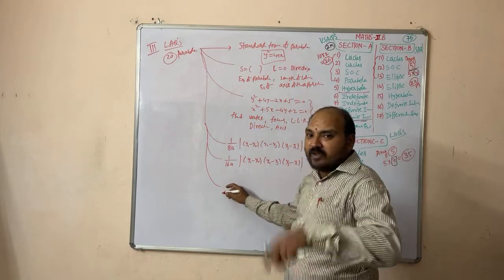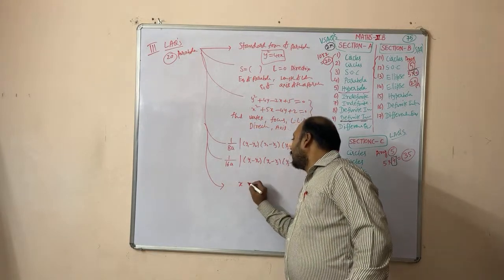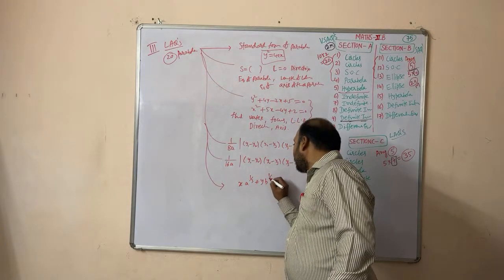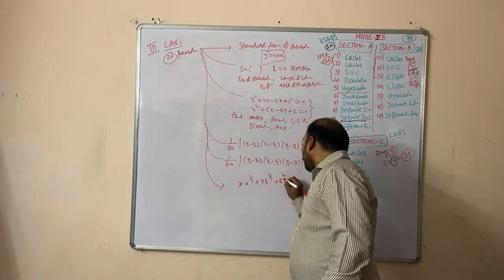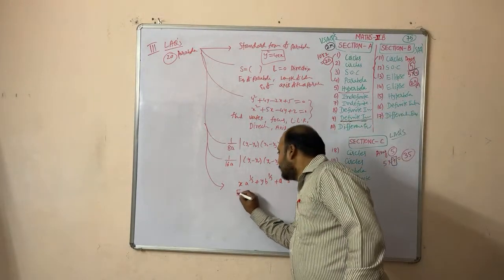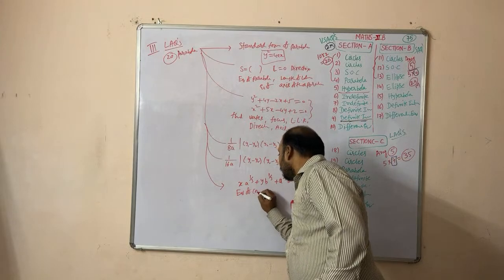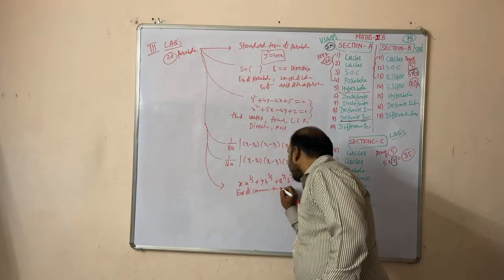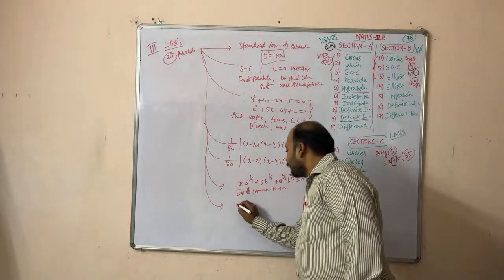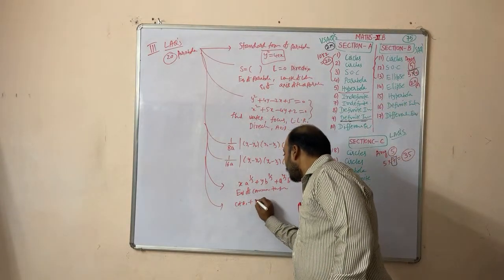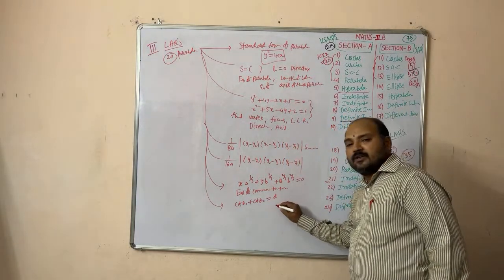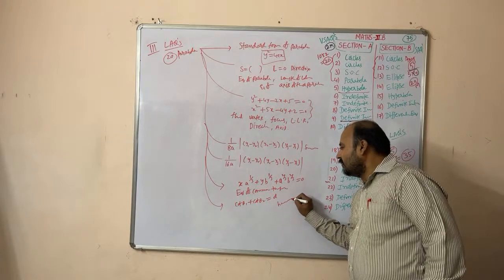Next, find the common tangent to the parabolas x square is equal to 4ay, y square is equal to 4ax: x into a power 1 by 3 plus y into b power 1 by 3 plus a power 2 by 3 into b power 2 by 3 equal to 0, the equation of the common tangent. Another one: cot theta 1 plus cot theta 2 is equal to d, constant d. Then show that the locus lies on a horizontal line.